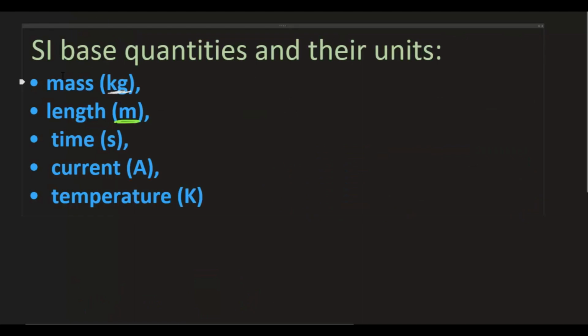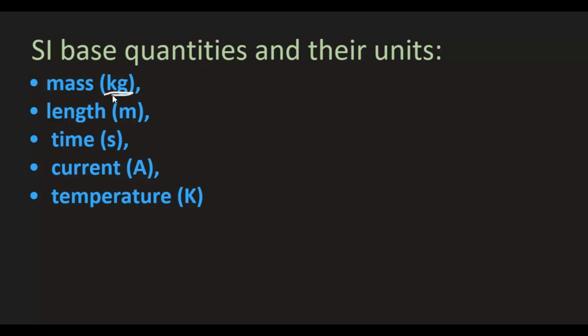Now let's talk about something very important. Throughout your A level, you have to understand that in every calculation you will always use kg for mass. For length it will be meter, for time it will be seconds, for current it will be ampere, for temperature it will be Kelvin. It means that you cannot use centimeter, you cannot use gram, you cannot use minutes, or any other unit. Why am I telling you this?